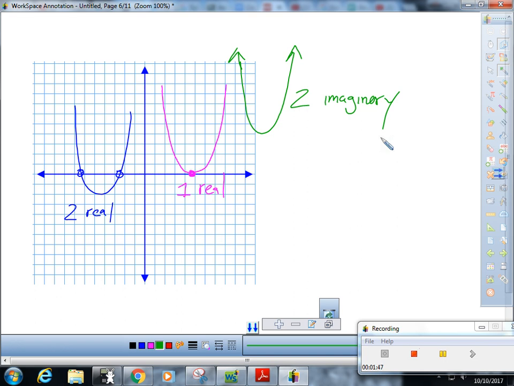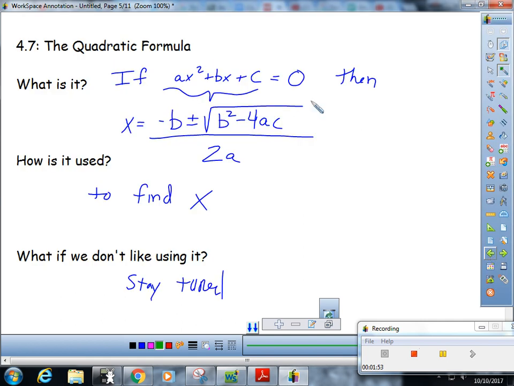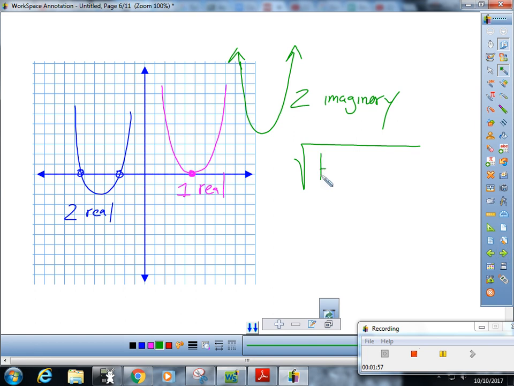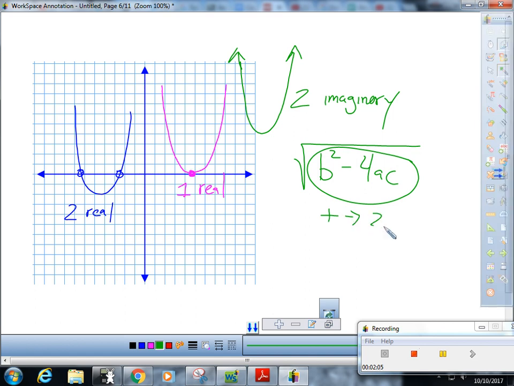Here's what you need to know. If you look at this thing called the discriminant, this thing right here, b squared minus 4ac. If this is positive, then there's two real answers. Okay? If this is 0, then there's one real answer. And if it's negative, then you got to stay tuned. That's your imaginary. There's two imaginaries.